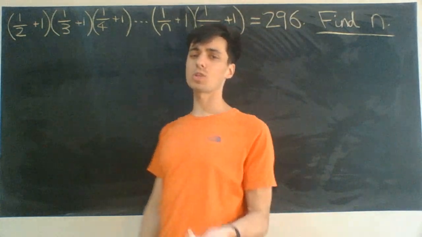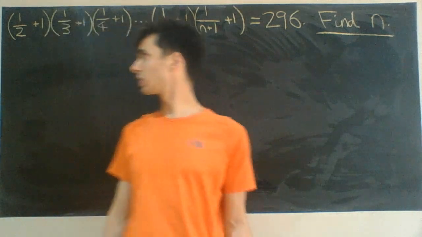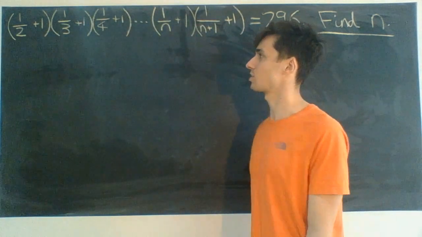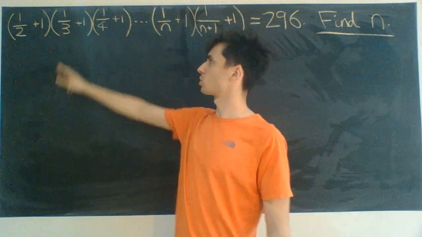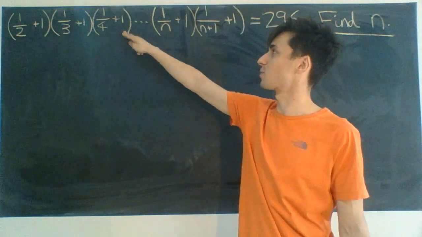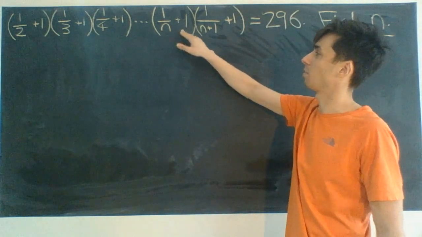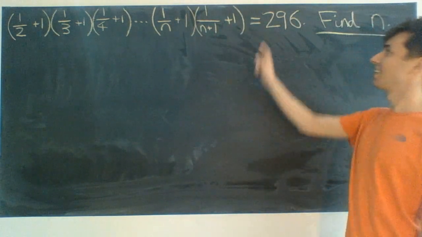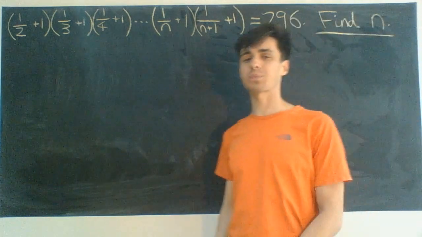In this problem, we've got some interesting maths to do with cancelling out fractions. So let's have a look at what we're given. We're given this strange product of fractions, where we've got (1/2 + 1) multiplied by (1/3 + 1) multiplied by (1/4 + 1), and so on, all the way up to (1/n + 1) multiplied by (1/(n+1) + 1). And this gives us 296. We want to find n.